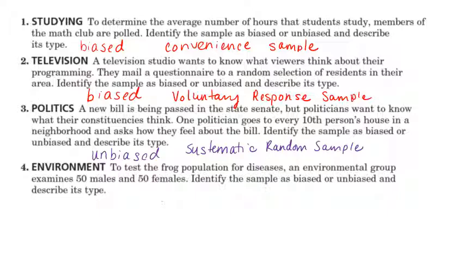To test the frog population for diseases, an environmental group examines 50 males and 50 females. Identify the sample as biased or unbiased and describe its type. So to test the whole population, they're going to find 50 random males and 50 random females. Since it's random, it is an unbiased sample, but they did it in categories. They didn't just say 50 random frogs, they said let's do 50 random males and 50 random females. So this is a stratified random sample.